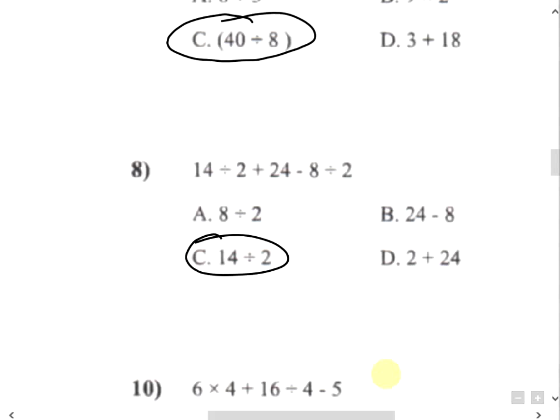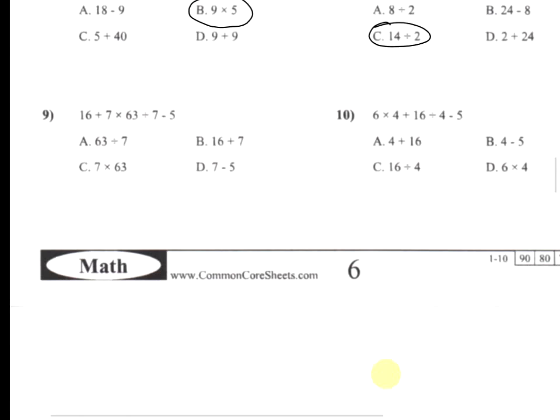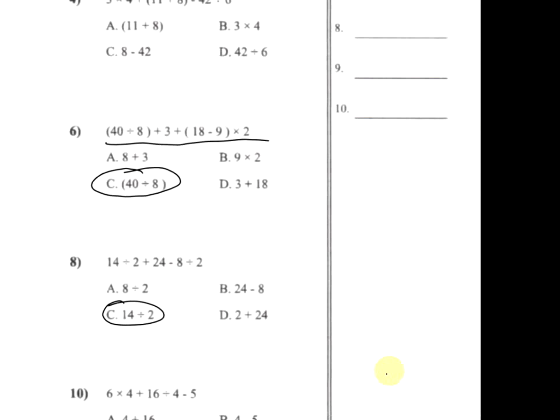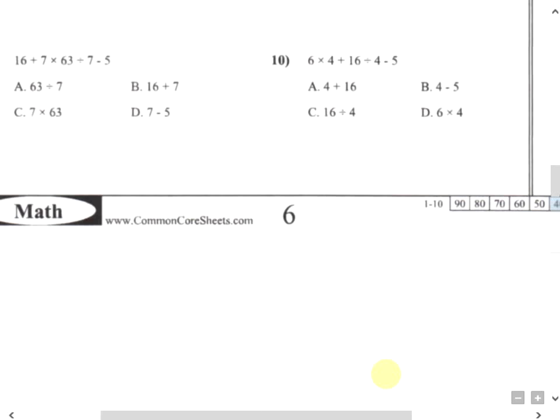We do division before we do addition or subtraction. So you don't do the addition or subtraction. You move from left to right, and so that's the first thing I run into. All right, now shrink it back down. Let me put it in the answer blank up here for number 8, C. All right, now we're moving on. Next page.